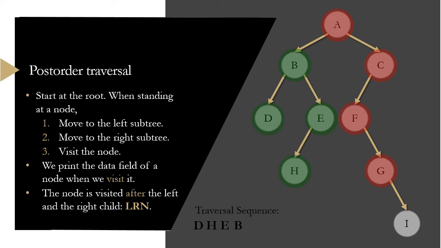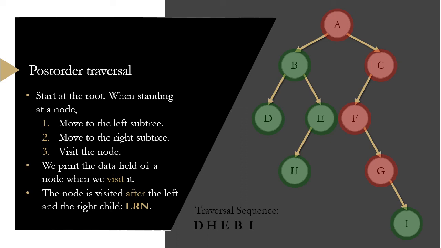Is there a left subtree of G? No. Is there a right subtree of G? Yes. Move to it. I am at I. Is there a left subtree of I? No. Is there a right subtree of I? No. Visit I. I print I. I have done everything for the node I.